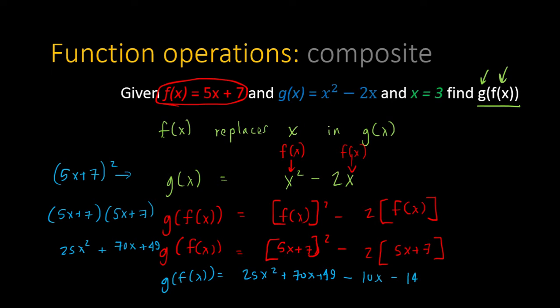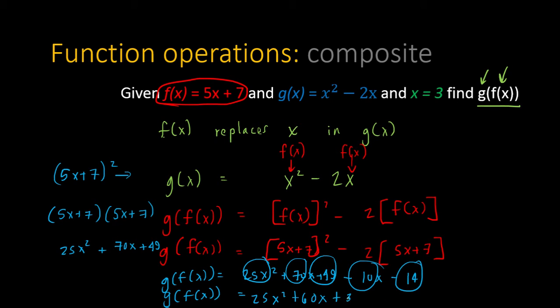And then I would finish up by simplifying. So finally, I don't know if we can see this so much, g of f of x equals 25x squared, that's that term. I've got plus 70 minus 10, so plus 60x, plus 49 minus 14 would be plus 35. Okay, so I know it got a little hairy in here when I did the squaring and the simplifying, but if you can get to this point in red, where you've set up the equation, you've done the substitution correctly, you should be golden from there.